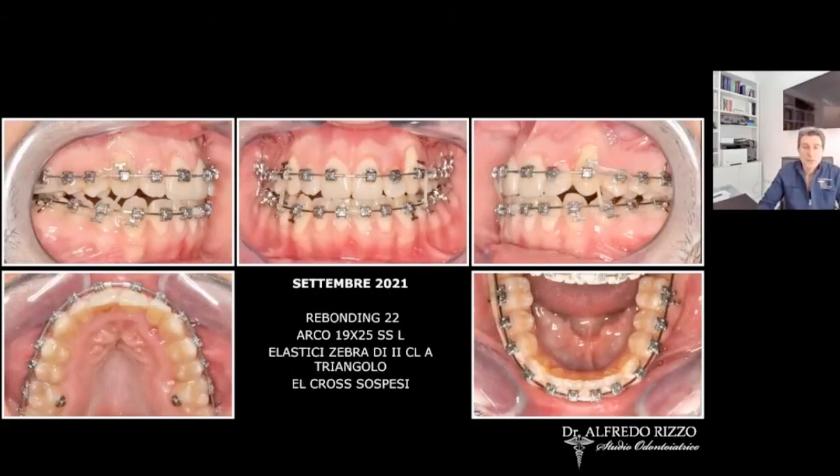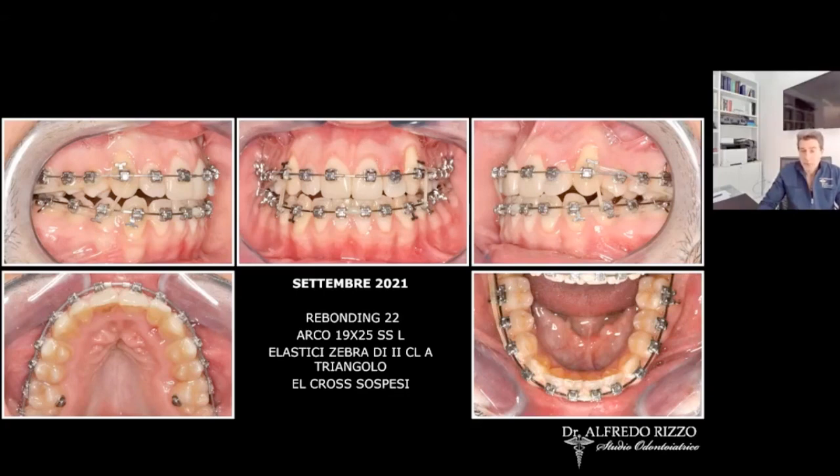In September 2021, I rebonded the bracket because gluing it upside down is very difficult. So I saw an extrusion of the tooth, but thanks to the elasticity of the arch wire, I can improve the position of this tooth as much as possible. The upper arch wire remains 18 over 25, whereas in the lower I switched to the stainless steel arch wire 19 over 25.